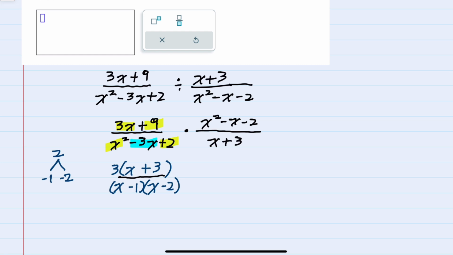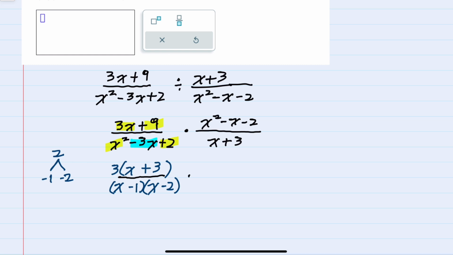Those will multiply to be a positive 2, but the inside term will be a minus 1x and the outside a minus 2x. Those combine to be the minus 3x. So we have factored correctly.